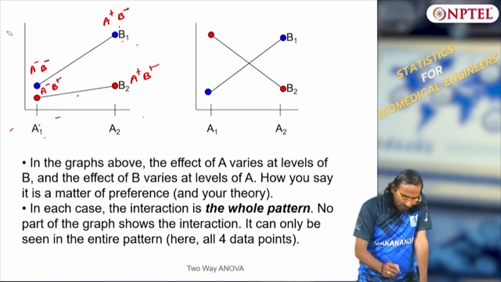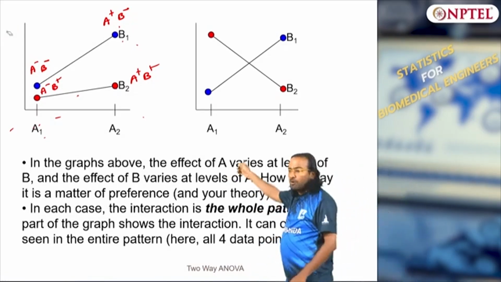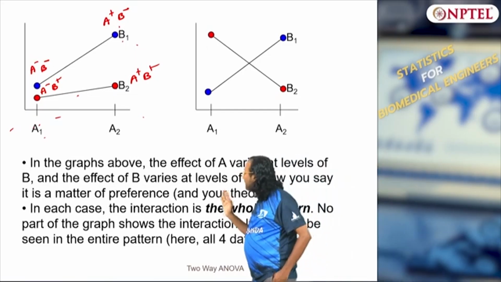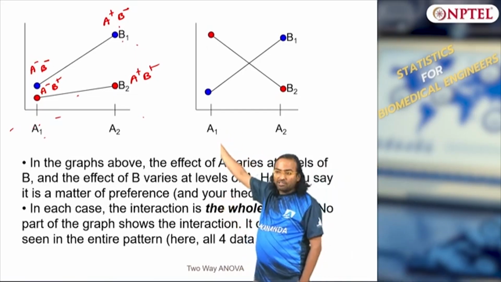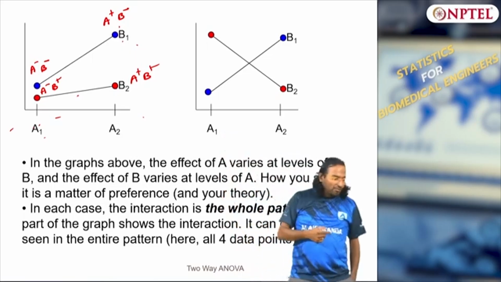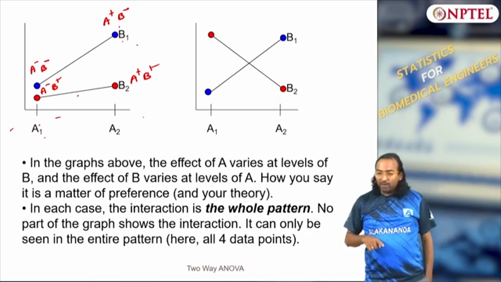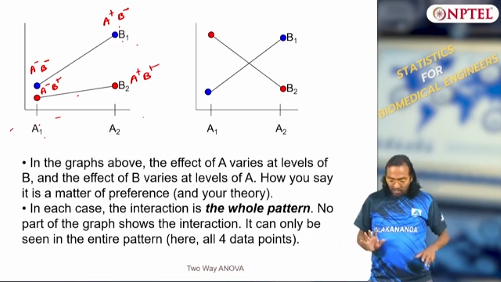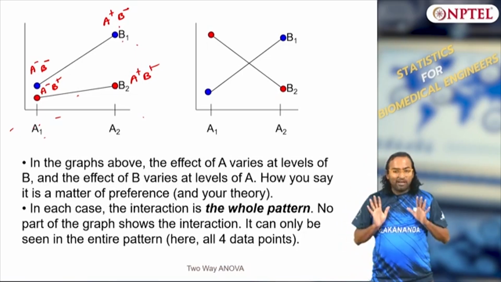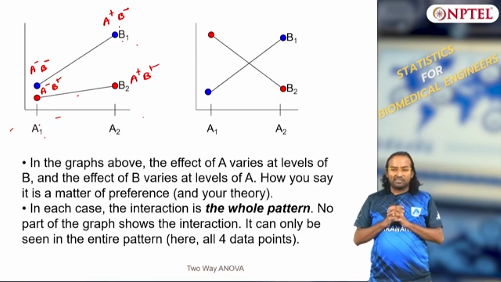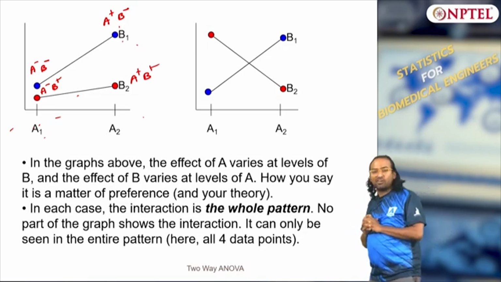So, these are my 4 data points. Everybody clear about the 4 data points? A negative, B negative, A positive, B negative, and what is the second one? A negative, B positive, A positive, B positive. Now, look at this, is there an interaction is the question. Just look at this data and tell me, is there an interaction or not?